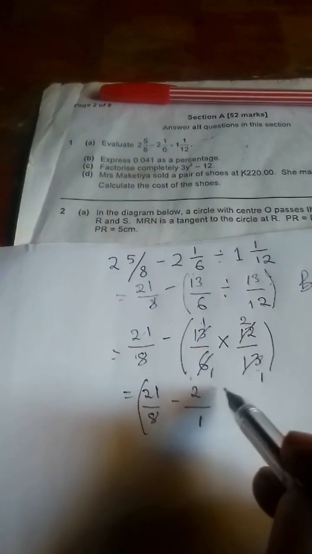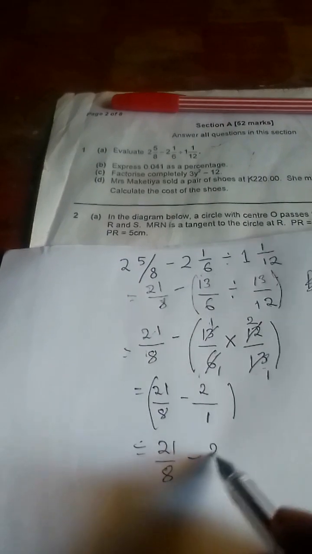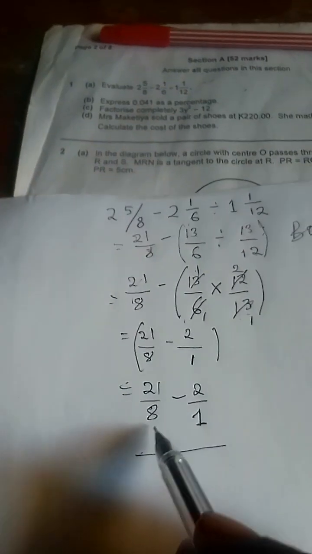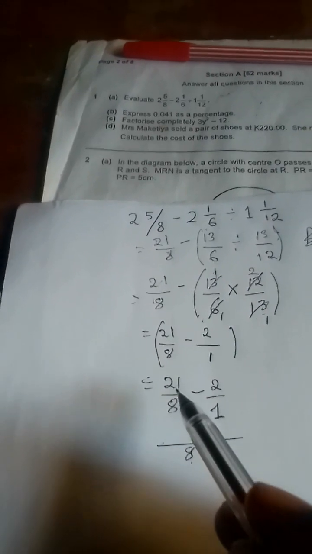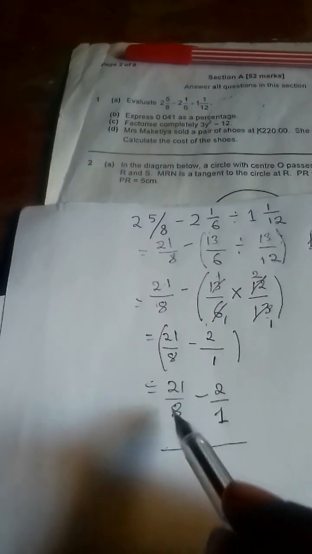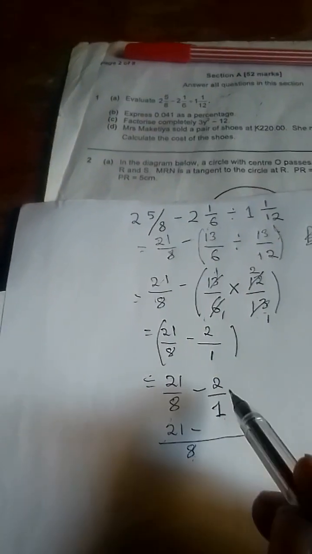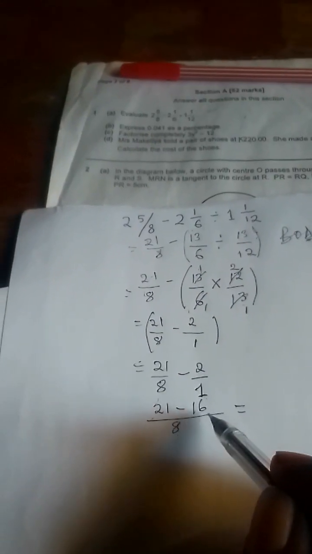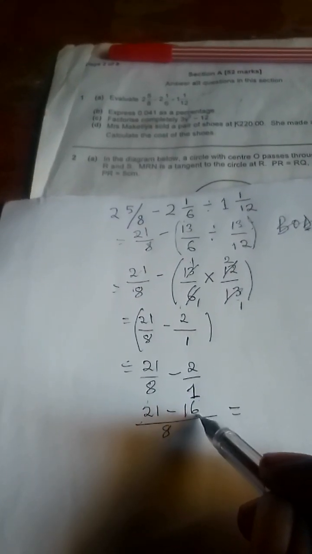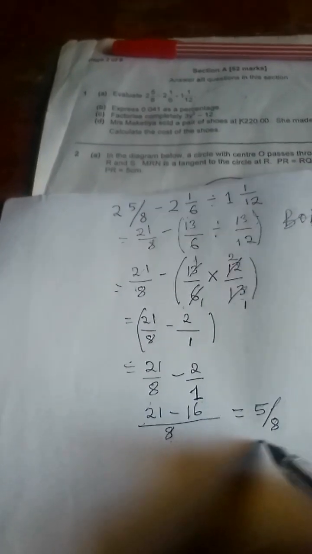And then when you reach here now, you can look for the LCM. Okay, so the lowest common multiple here is 8. So we know that 8 goes into 8 1 time. 1 times 21 is actually 21, minus 1 goes into 8 times, times 2, which is 16. So your final answer becomes 16 plus 5, so your final answer becomes 5 over 8. And this is your final answer.